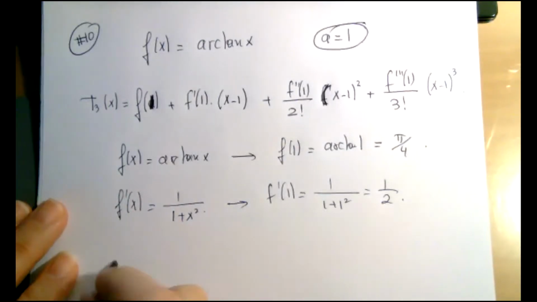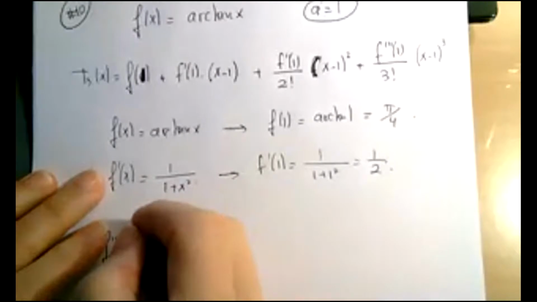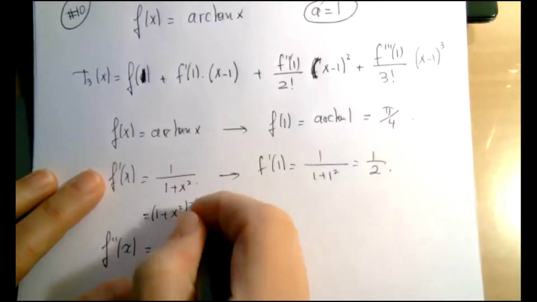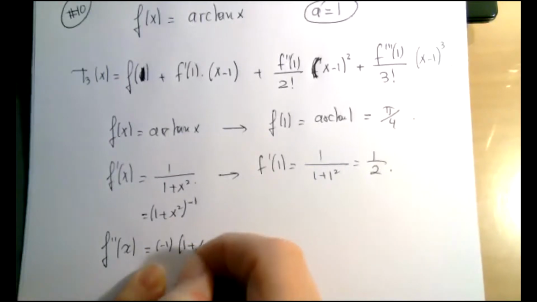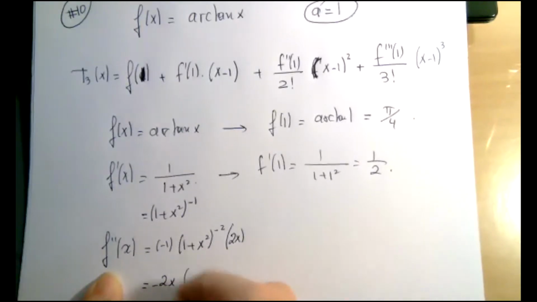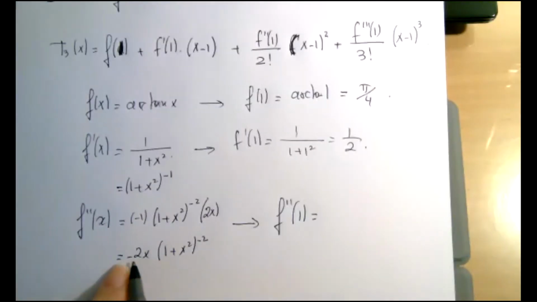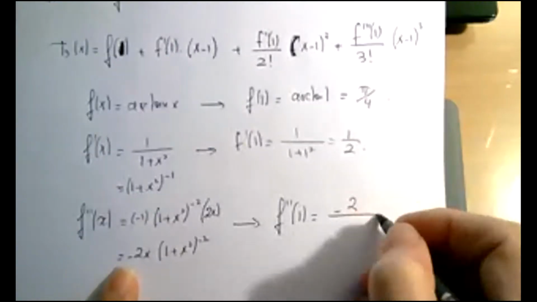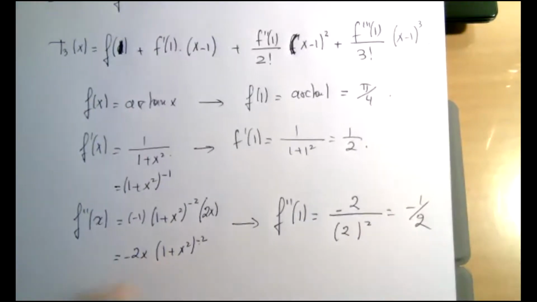Now, the second derivative. Let us remember how we find it. Of course, we can use the quotient rule, or we can rewrite this as 1 plus x squared to the minus 1. The derivative becomes the power times 1 plus x squared to the minus 2, times the derivative of the inside, which is 2x. So we get minus 2x times 1 plus x squared to the minus 2. Now I have to evaluate the second derivative at 1. Plugging 1 in, I get minus 2 over 2 to the power 2, which leaves me with minus a half.